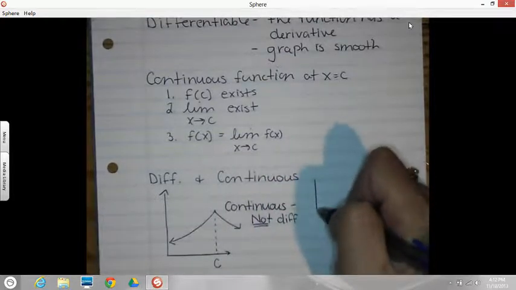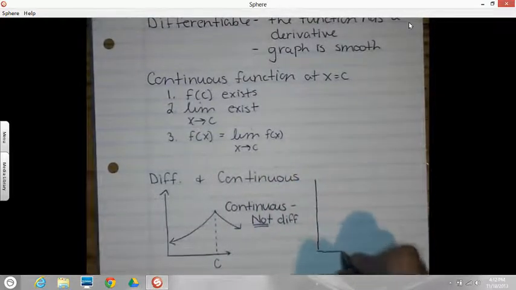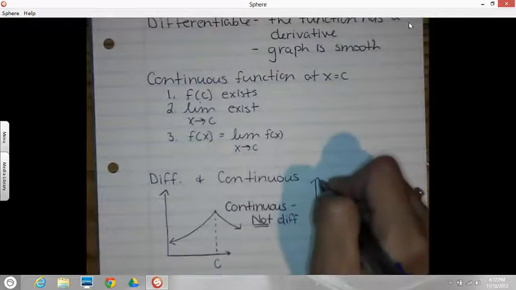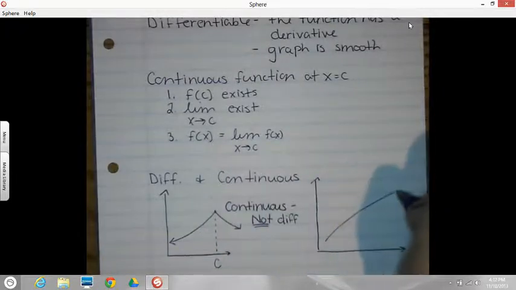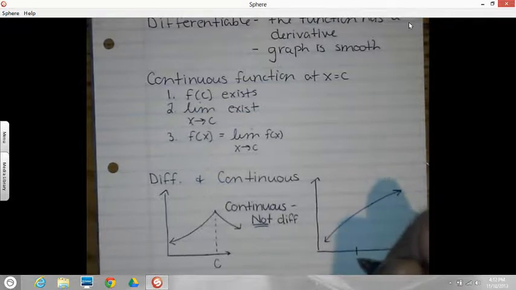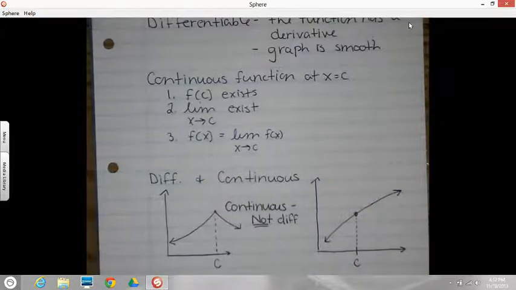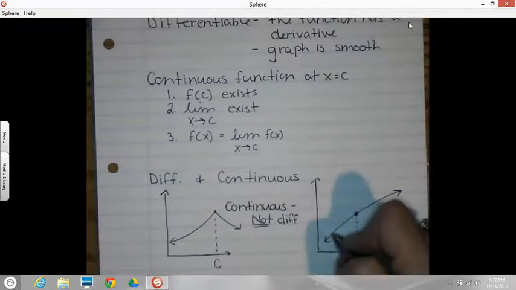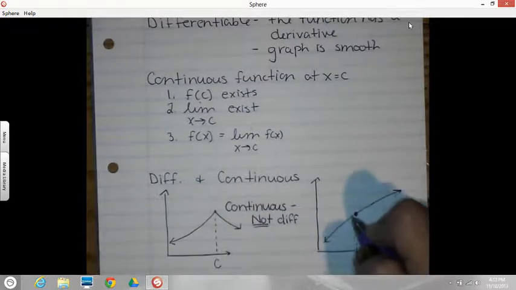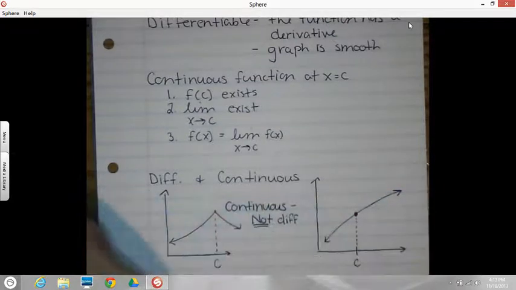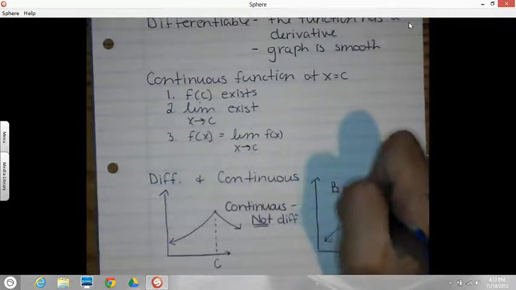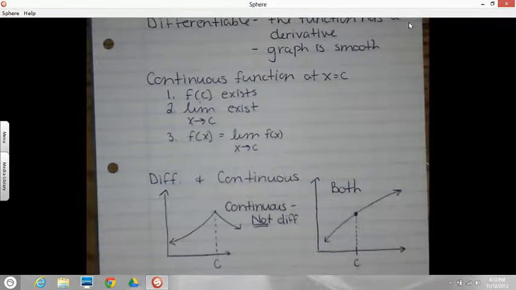This next graph, let's pick a c value right about here. So that one is definitely continuous. I can draw right through that point. And it is differentiable. I could draw on my tangent line. It's a nice smooth curve. So this one is both differentiable and continuous. Well, there's a property in calculus.